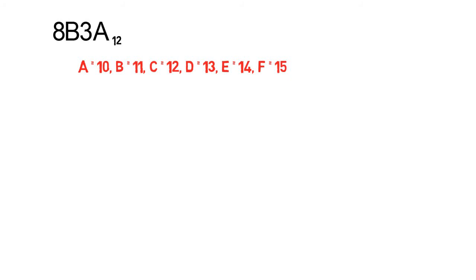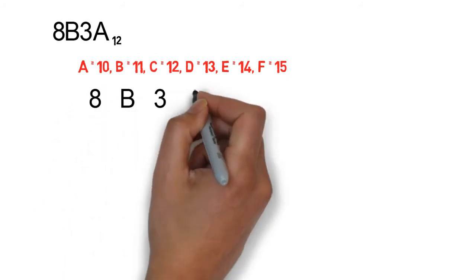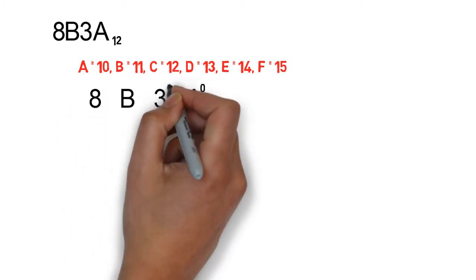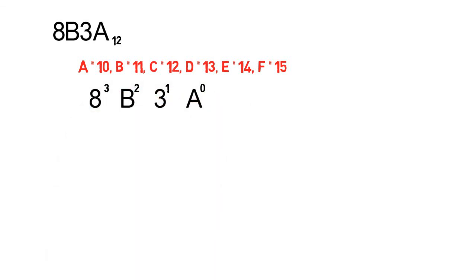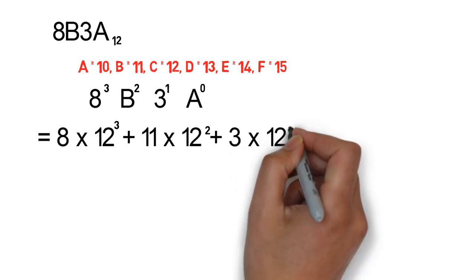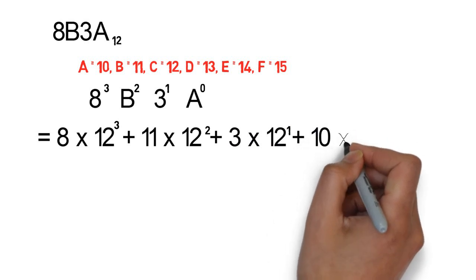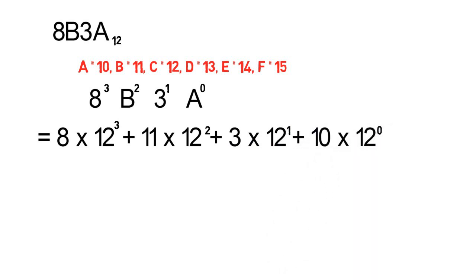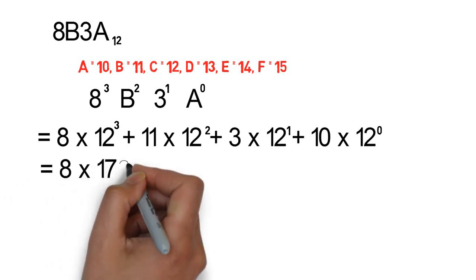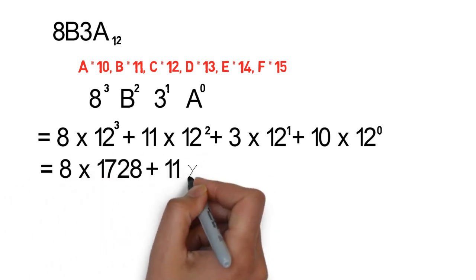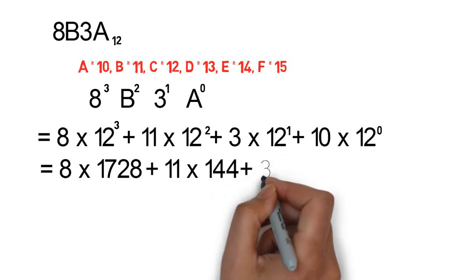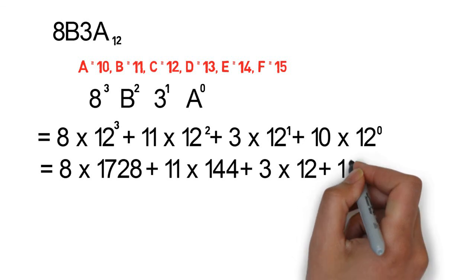I have 8B3A. So what do I do? I put my powers. I have 0, 1, 2, 3. So in expressing this, I have 8 times 12 raised to power 3 plus my B is 11, so I have 11 times 12 raised to power 2 plus 3 times 12 raised to power 1 plus my A is 10, so plus 10 times 12 raised to power 0. So 12 raised to power 3 will give me 1728. So I have 8 times 1728 plus 11 times 144 plus 3 times 12 plus 10 times 1.